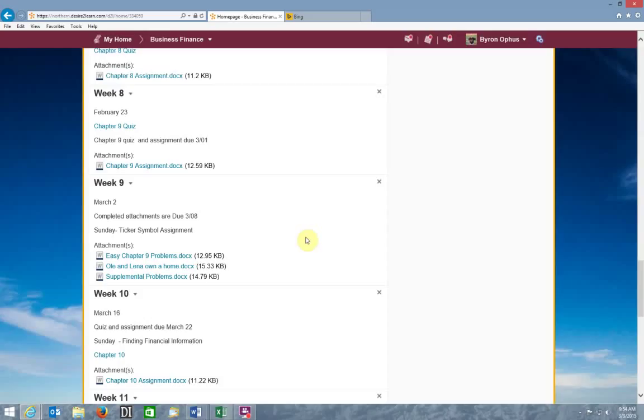My computer's going to be slow again here, so while everything kind of takes place, we'll take a quick look again at finding a ticker symbol too, because you should do this for your project.